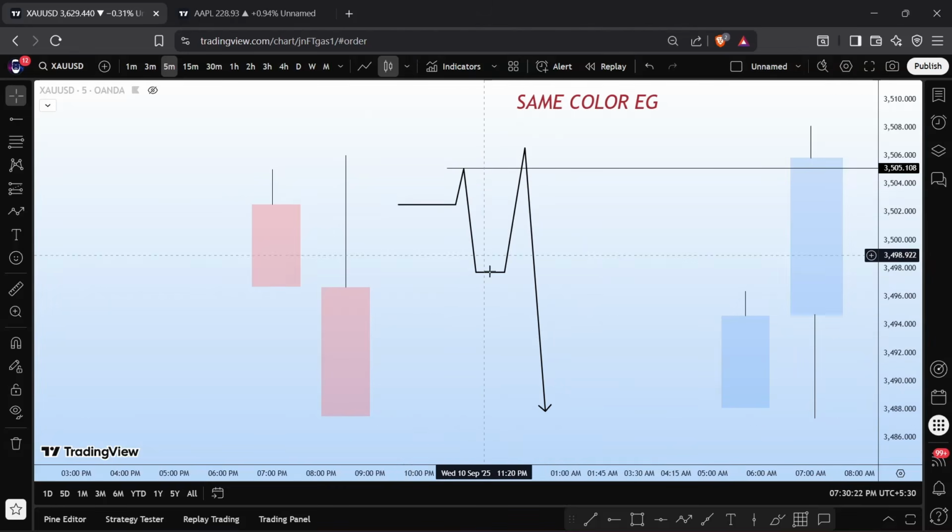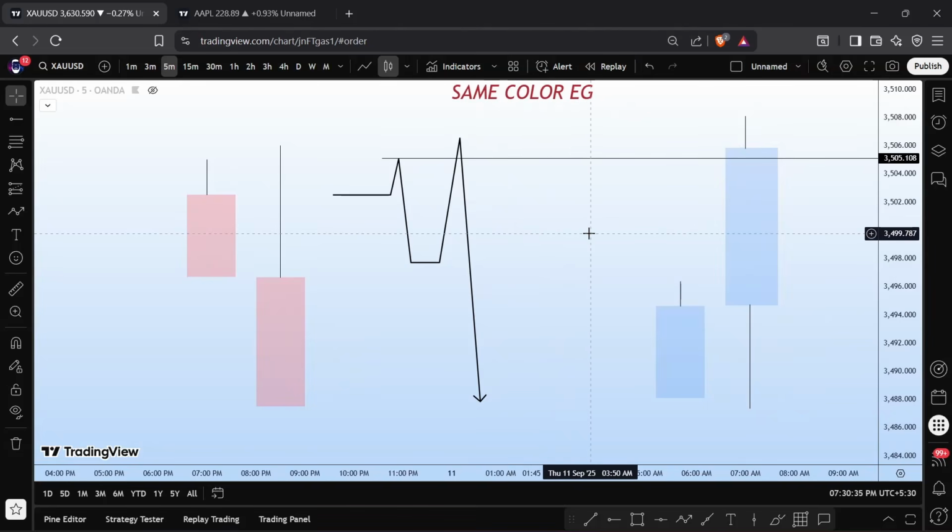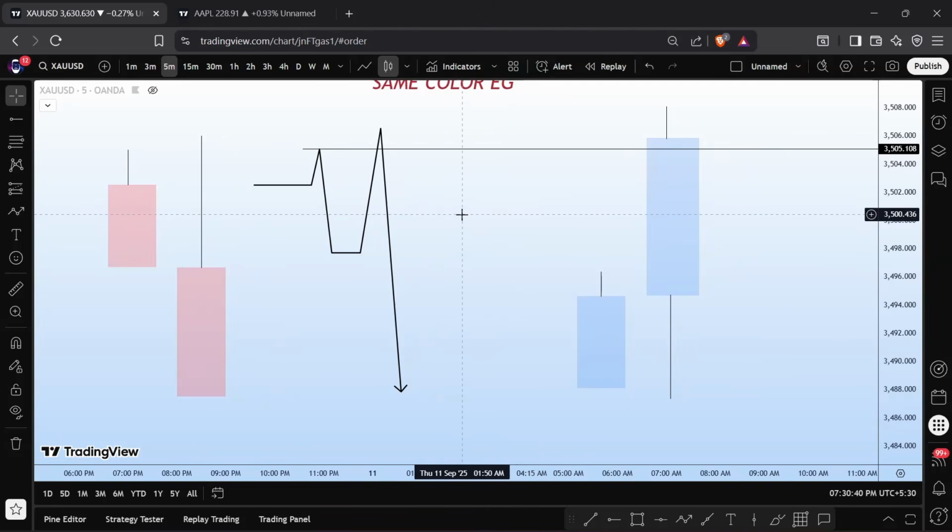Or you can say this is a Quasimodo engulfing pattern. So your same color engulfing patterns are basically similar to your perfect engulfing pattern or your Quasimodo engulfing pattern. Okay, you can even call it dominant areas. So the understanding is similar. You can call it whatever you want to call it, right?